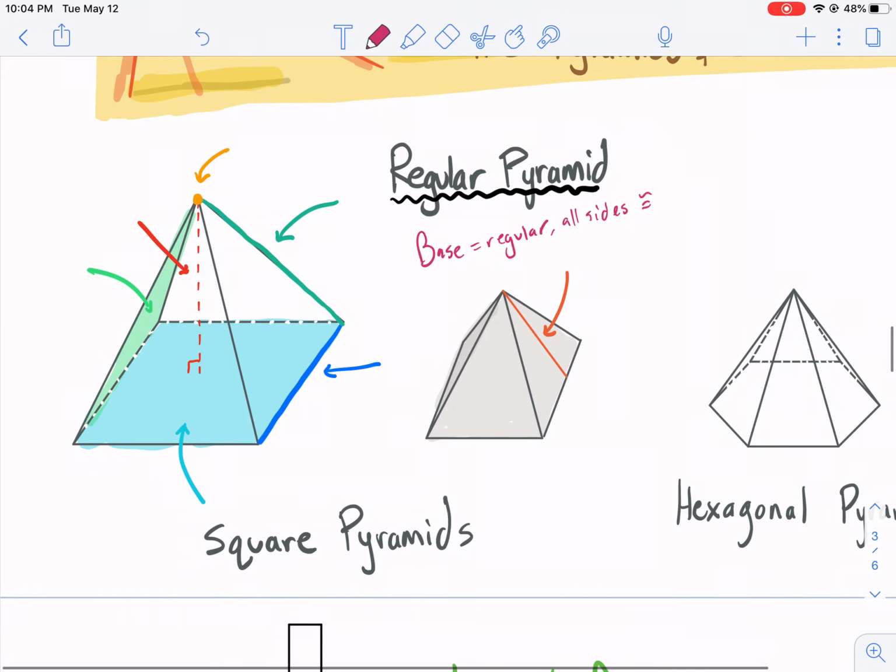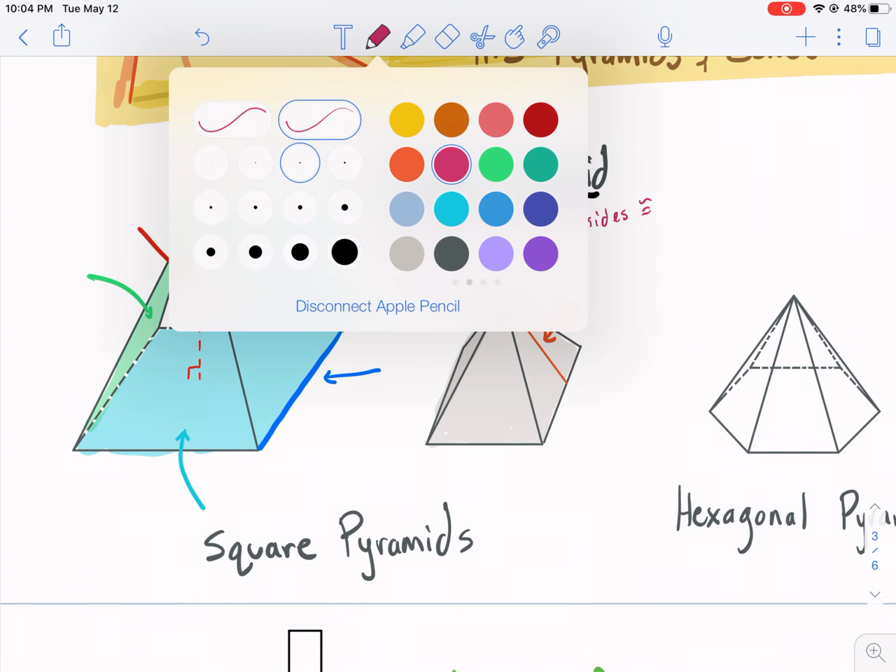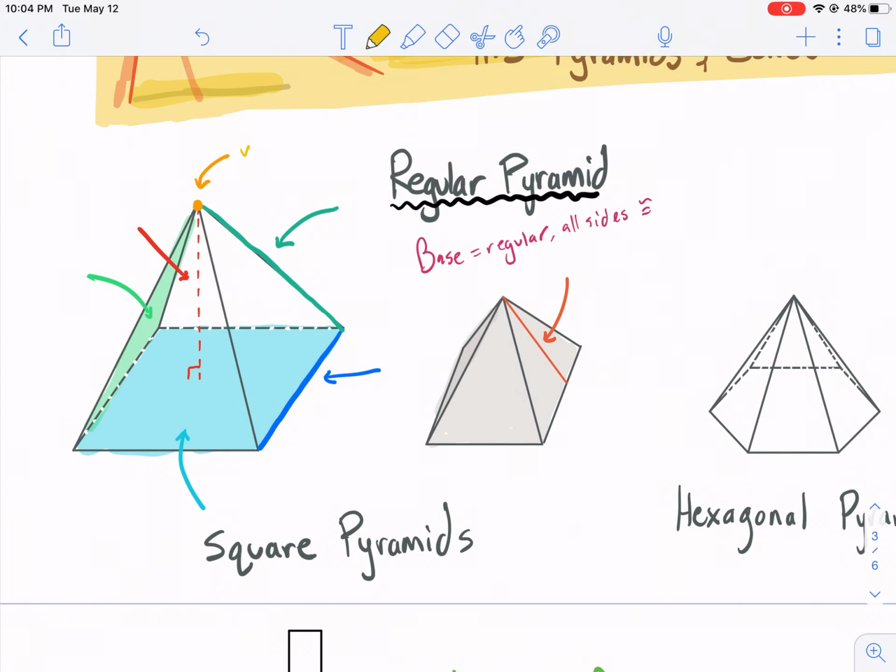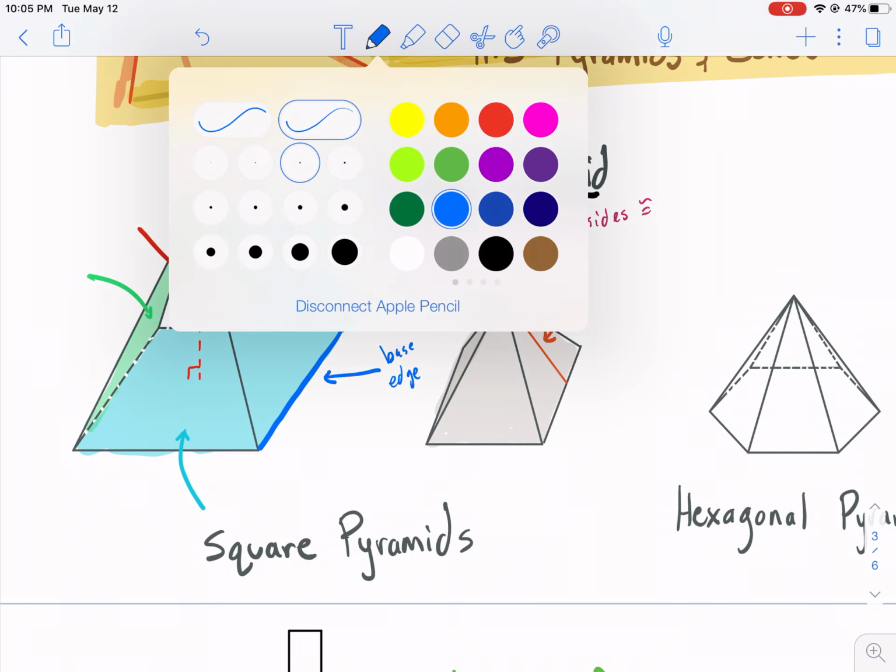All right, so parts of a pyramid. We have the vertex up on top. That's the top of the pyramid. Let me look for the corresponding color. So this is the vertex, okay? This is the base edge right here. This is a base edge, okay? Then we have the base.